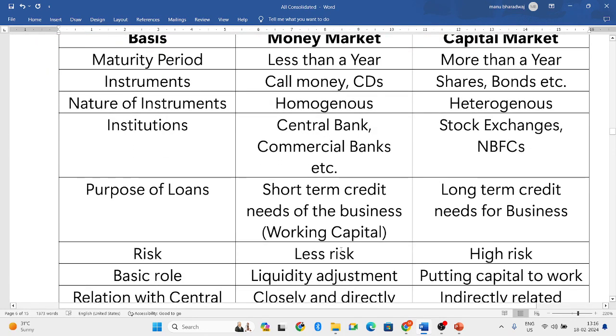Next, what is the purpose of money market? It is to satisfy or cater to the short-term needs of the business. So the business may require certain emergency amount or the working capital. In order to cater to these short-term needs, money market is required.